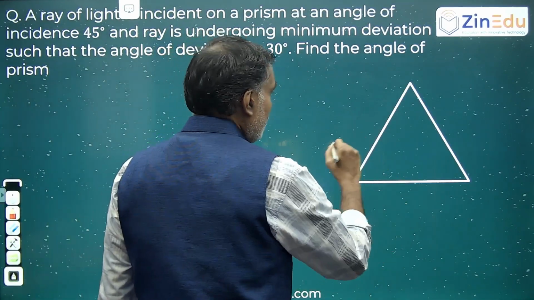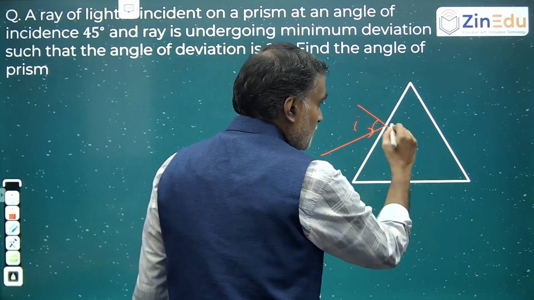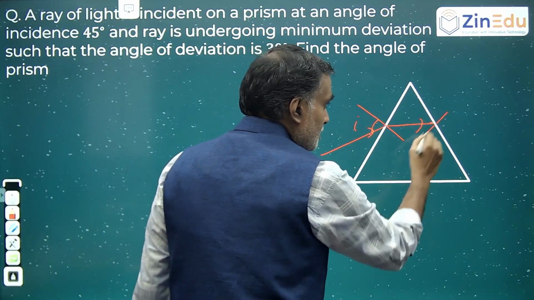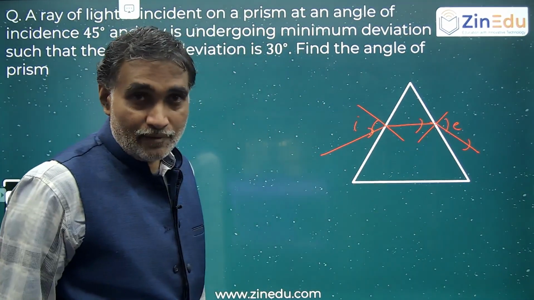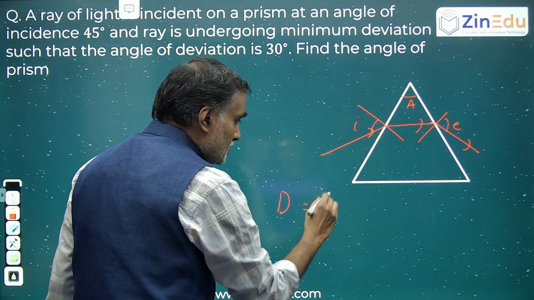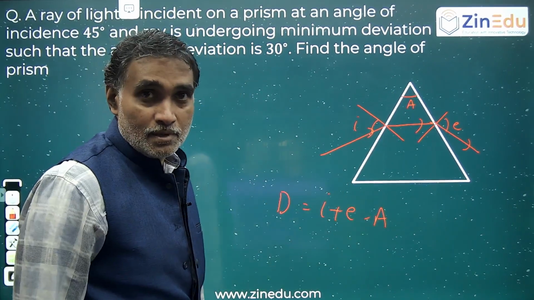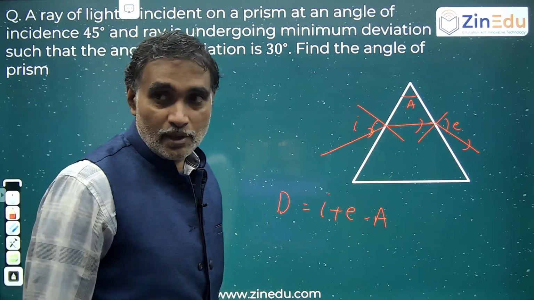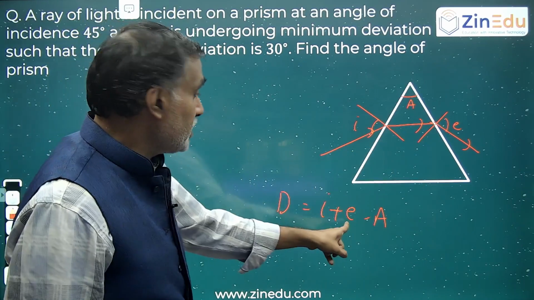If it is minimum deviation and the angle of incidence is I, if it is an isosceles prism, the ray goes parallel to the base, then I equal to E, the angle of emergence. If the angle of prism is A, then what is the deviation? It is I plus E minus A. But I and E are the same, and R1 equal to R2 for minimum deviation. What is the angle of incidence they have given? 45 degrees. So E is also 45.